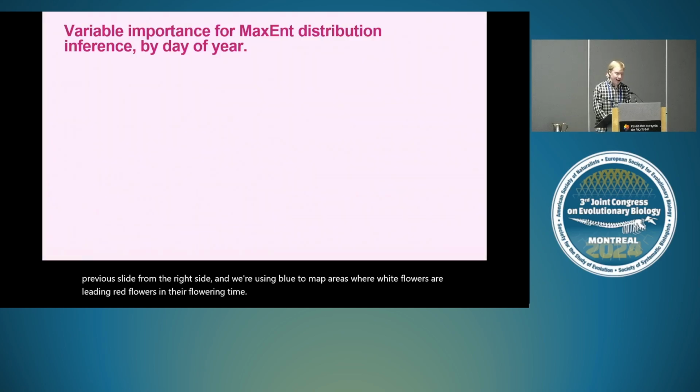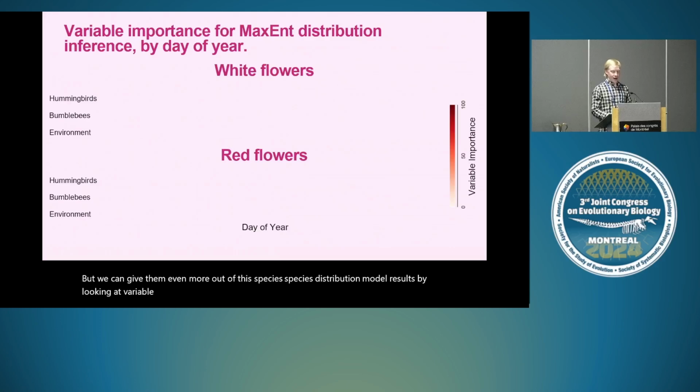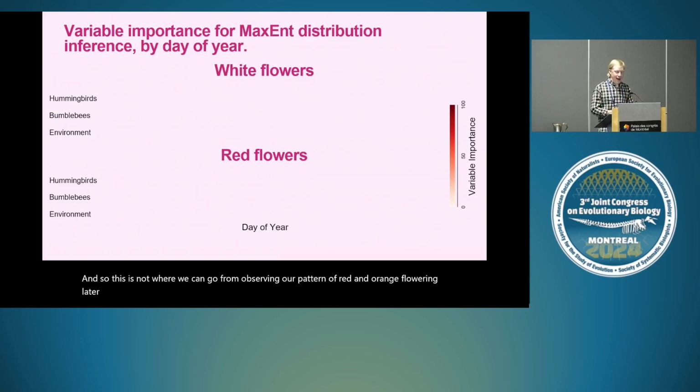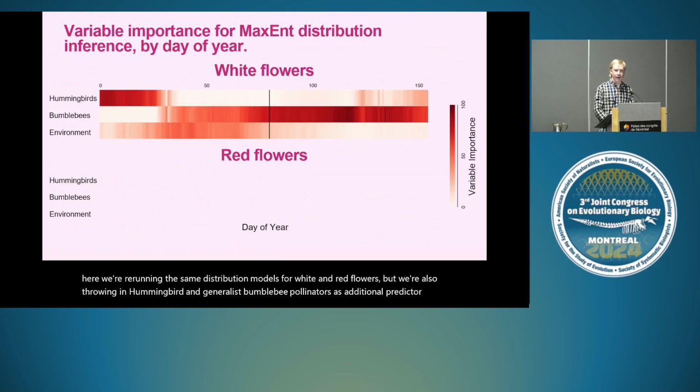But we can get even more out of these species distribution model results by looking at variable importance. And so this is now where we can go from observing our pattern of red and orange flowering later than the other colors and actually associating it with the pollinator side of things. And so here we're rerunning the same distribution models for white and red flowers, but we're also throwing in hummingbird and generalist bumblebee pollinators as additional predictor variables and looking at variable importance through the spring on the x-axis.